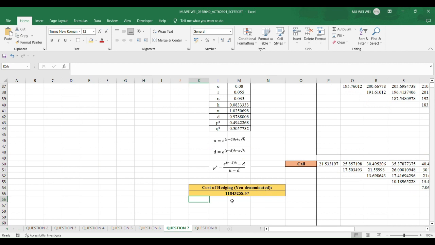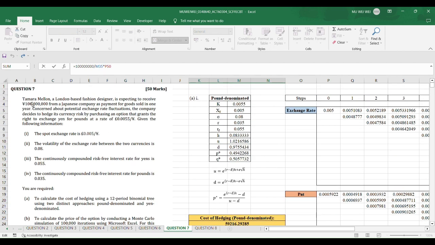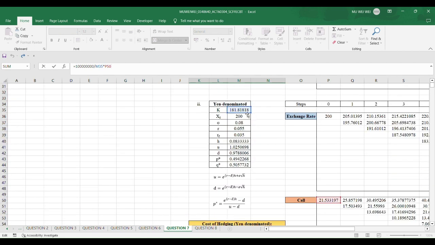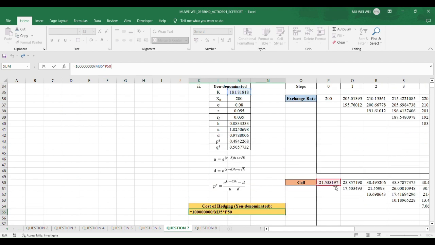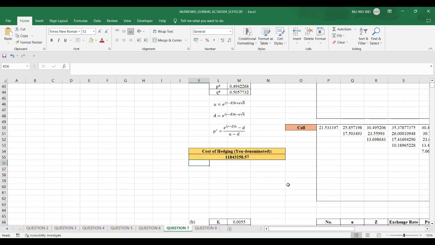So lastly, to get the cost of hedging for the yen denominated, it is similar to above. But in this case, since we want to express the value of £1 in terms of yen, we also need to divide this 100 million with K. And then after dividing, we times it with the price of the call option. So the cost of hedging, we will get 11,843,258.57. So that will be all for the first part of question 7.